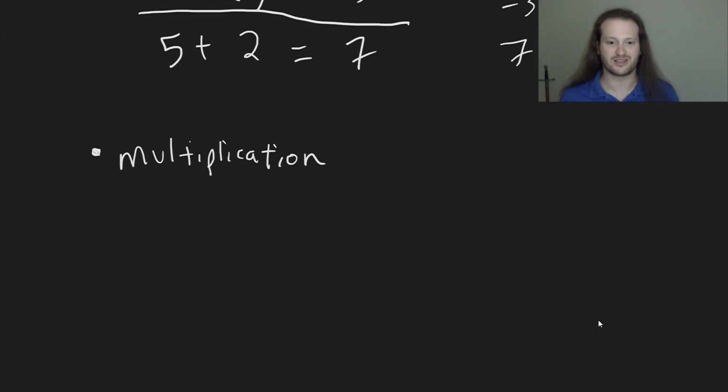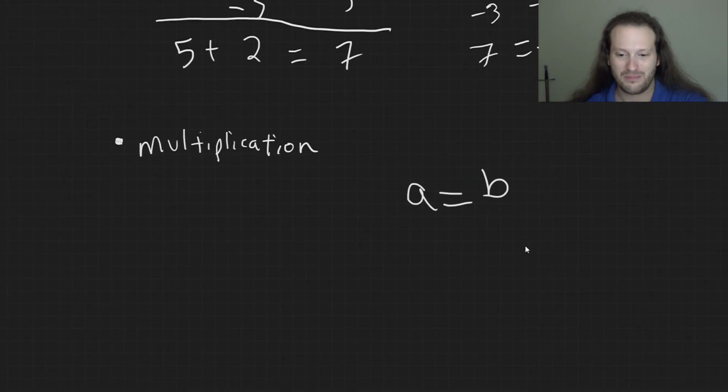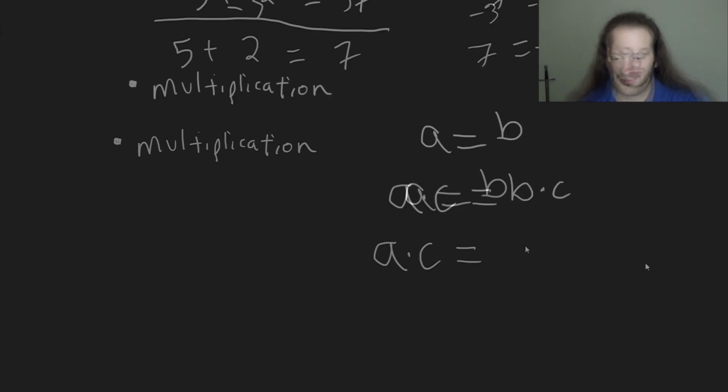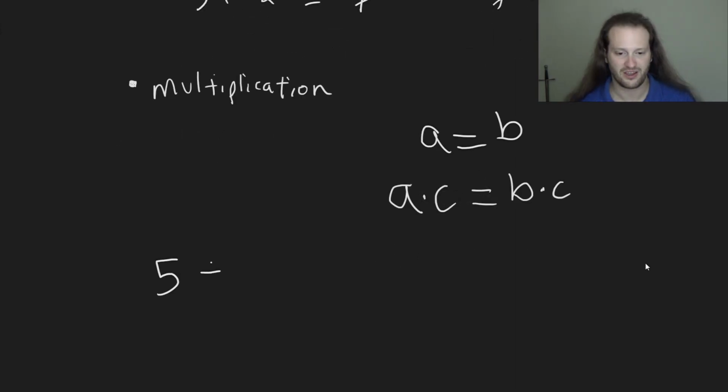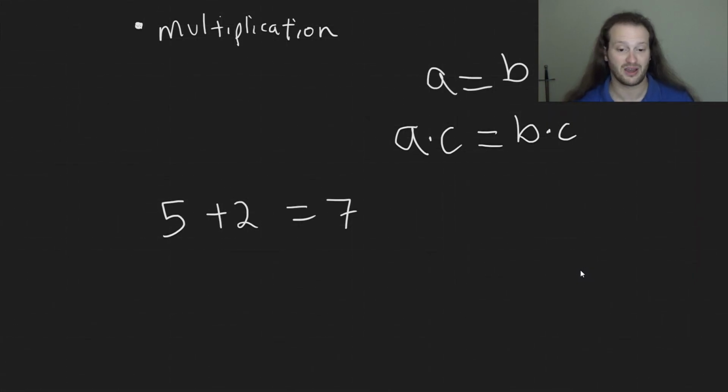Again, reminding us that this is the multiplication property of equality. If we have some sort of equality and then we multiply both sides by a number, the equality is maintained. It doesn't matter. We'll do what we just had, 5 plus 2 equals 7. And let's say I wanted to instead multiply both sides by 3.